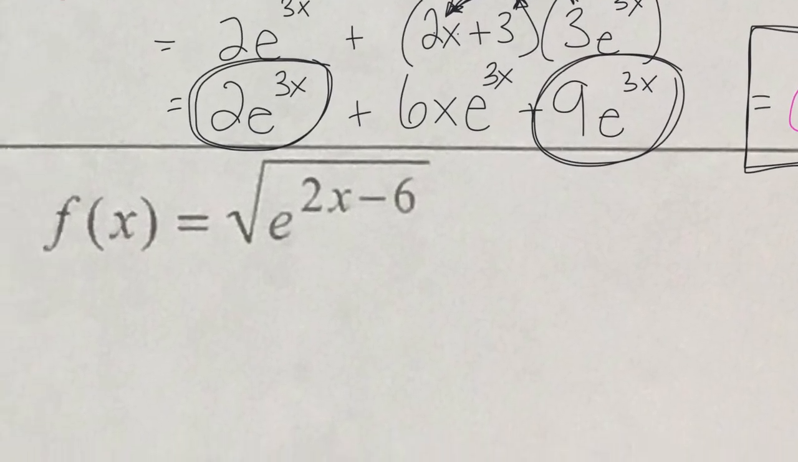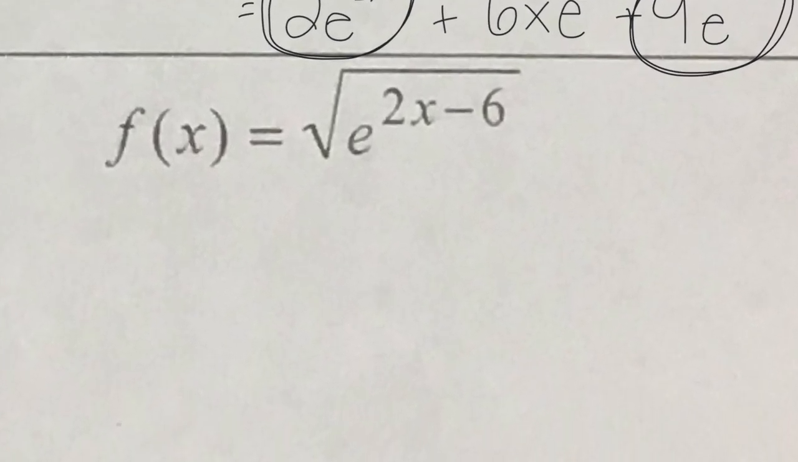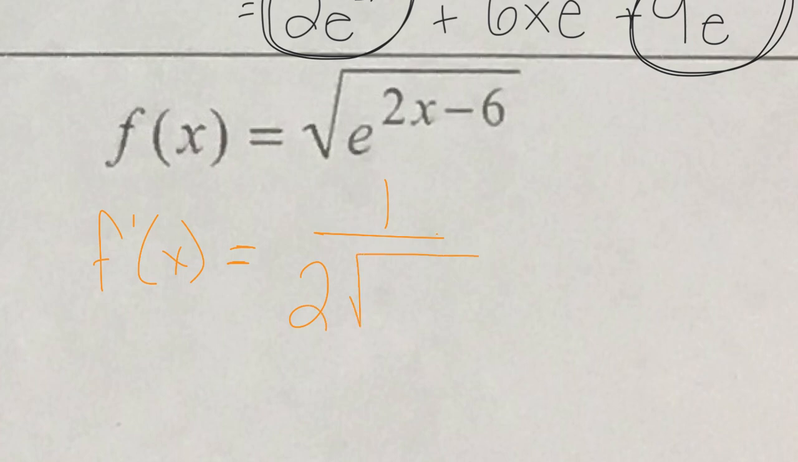Okay, let's use some more chain rule with our function, the square root of e to the 2x minus 6. So we're taking the square root of e to the 2x minus 6. If you remember anything about your derivatives of roots, the derivative of the square root is 1 over 2 times the square root. Okay, this is always the derivative of a square root function. Now, we have to leave what's underneath the radical. So e to the 2x minus 6 is still underneath the radical.